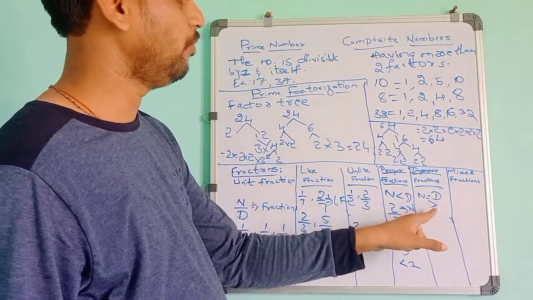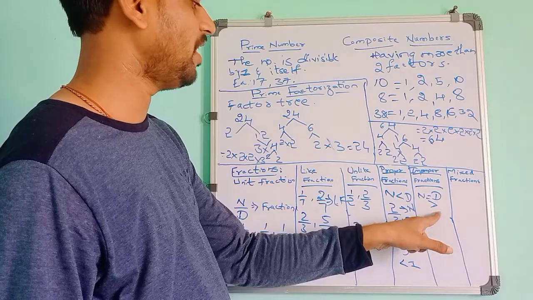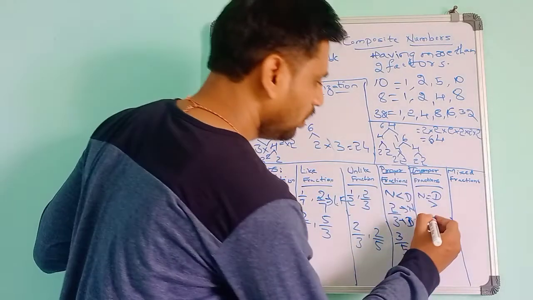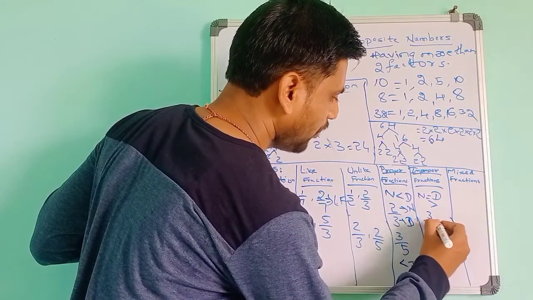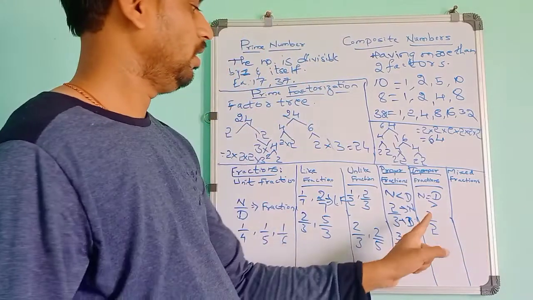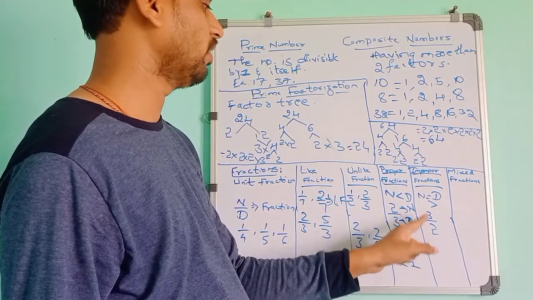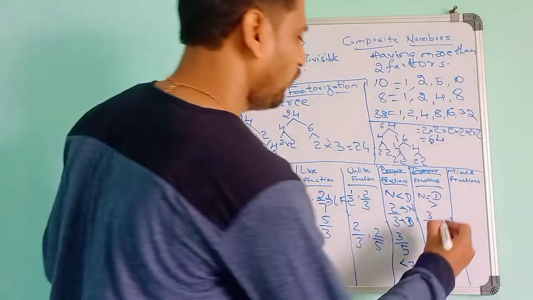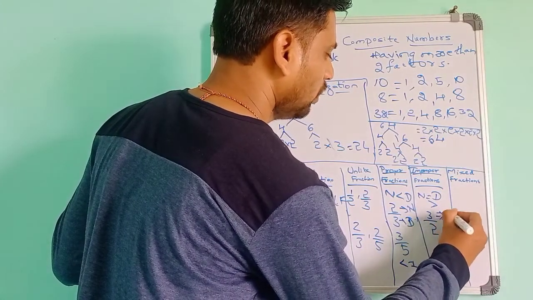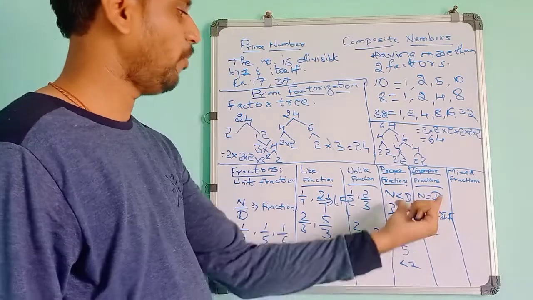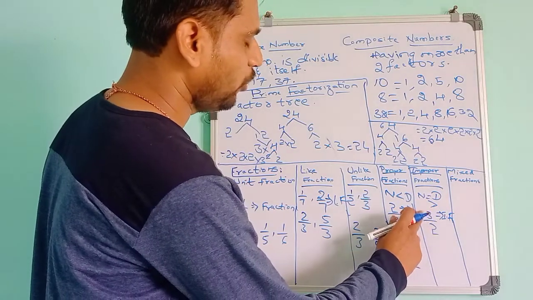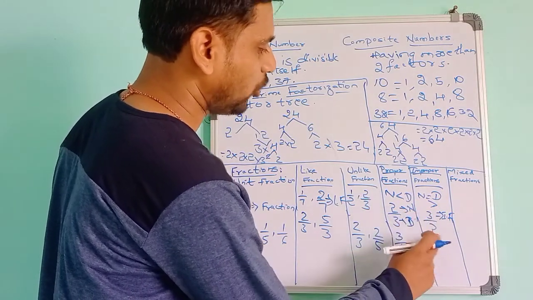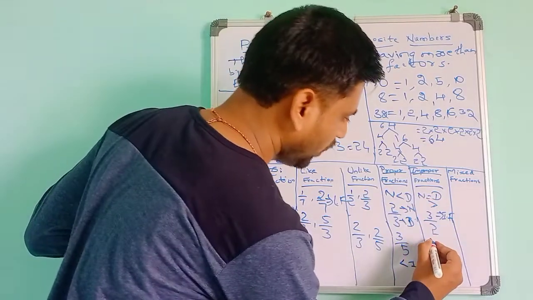The numerator may be equal to or greater than the denominator. See the example 3 by 2. Here, 3 is the numerator and 2 is the denominator. So 3 is greater and the denominator is lesser, so it is called an improper fraction. Improper fractions mean the numerator will be greater and the denominator smaller, or they may also be equal.